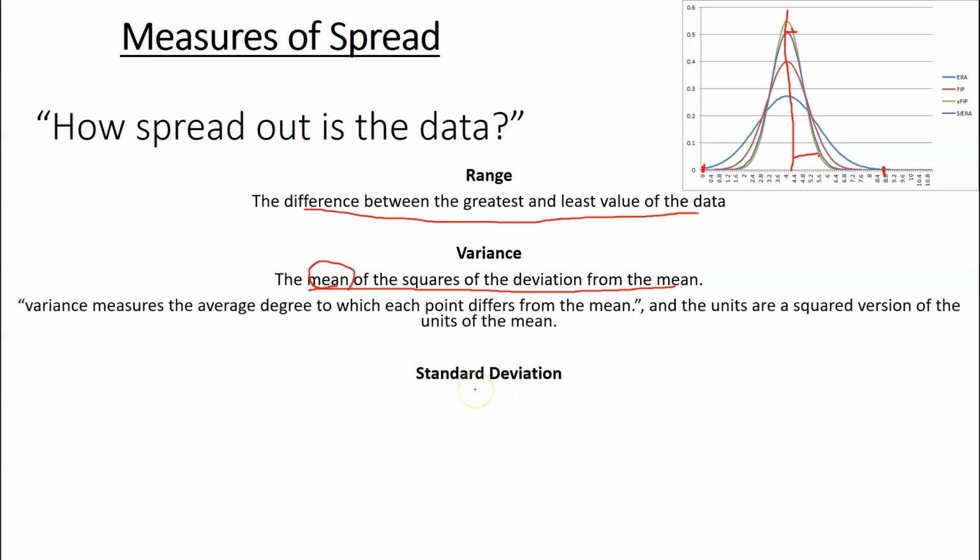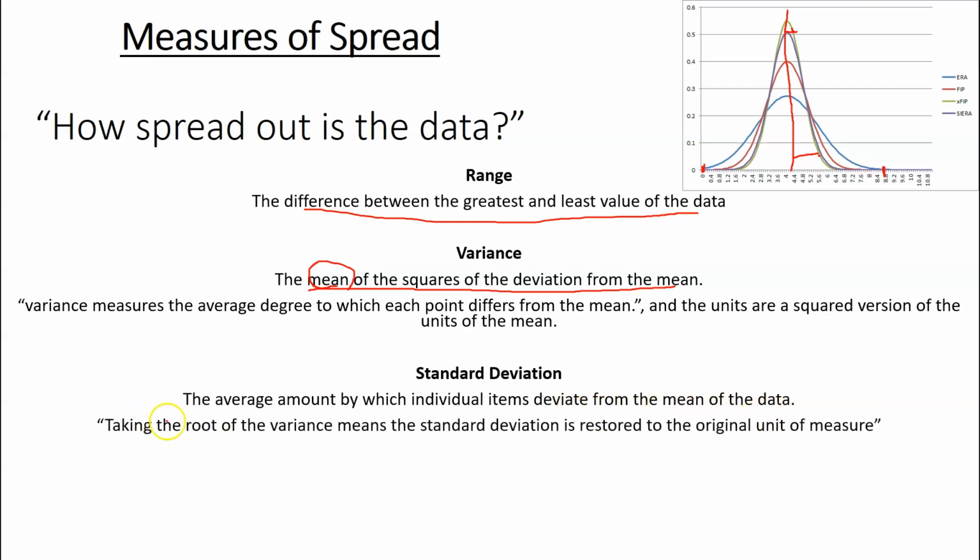Then we've got the standard deviation. The standard deviation is related to the variance, and there's that word to deviate again, standard deviation. It's the average amount at which an individual item deviates from the mean of the data. These two things are related here.